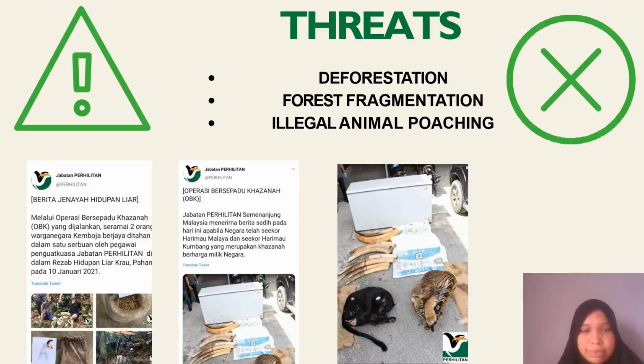So on your left side, you can see two Cambodian people who had been arrested for doing illegal animal poaching at Reserve Hidupan Liar Kerau Pahang. And in the second screenshot you can see irresponsible people who did illegal animal poaching, and they poached our Malayan tiger and black panther. As we know, our Malayan tiger is an endemic species in our country.